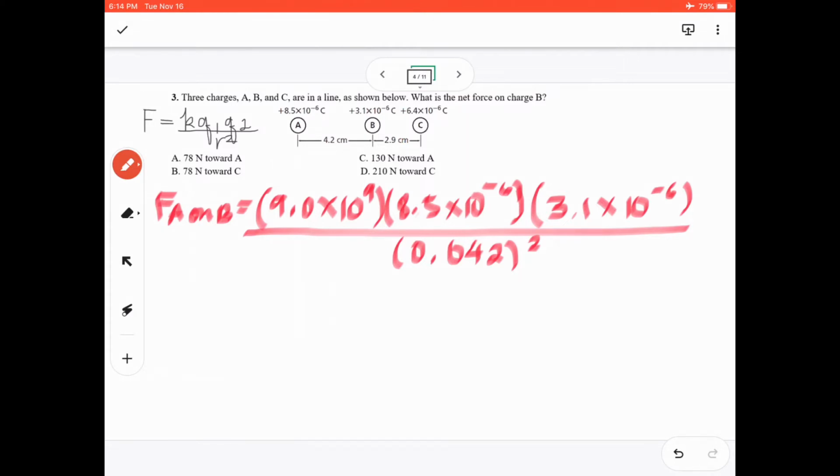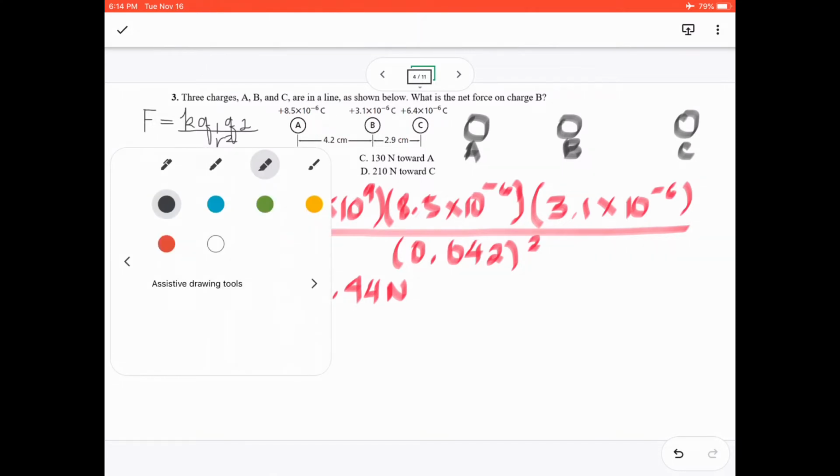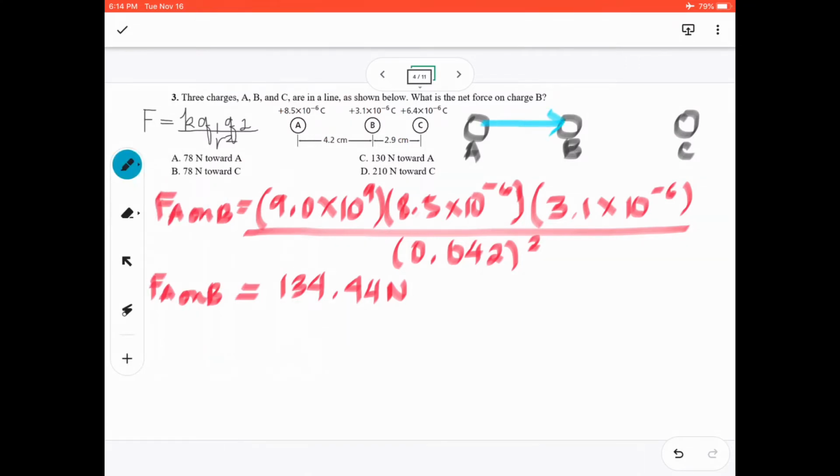Okay, so if we are going to solve this using our calculator, the force of A on B will be equal to 134.44 newtons. So if we are going to draw that, this is charge A and this is charge B, then this is charge C. Later on, we're going to solve for the force of charge C to B. So we have solved that. The force of charge A to B is equal to 134.44 newtons.